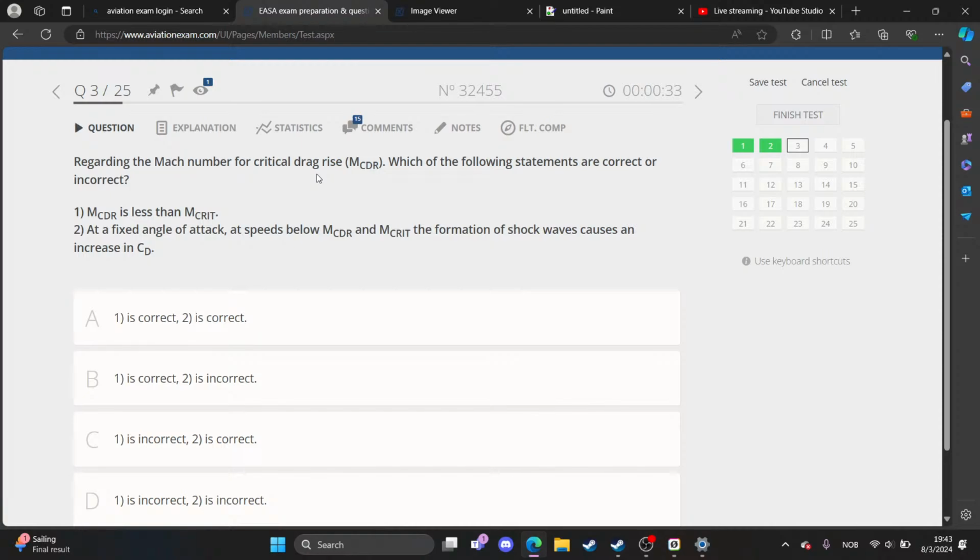Regarding the Mach number for critical drag rise, which of the following statements are correct or incorrect? I'm unfamiliar with this one. The critical drag rise is less than M crit. This is correct, because this happens before this one, so this has to be correct. At the fixed angle of attack, the speed below MCDR and M blah blah blah, the formation of shock wave causes an increase in coefficient of drag. Yeah.